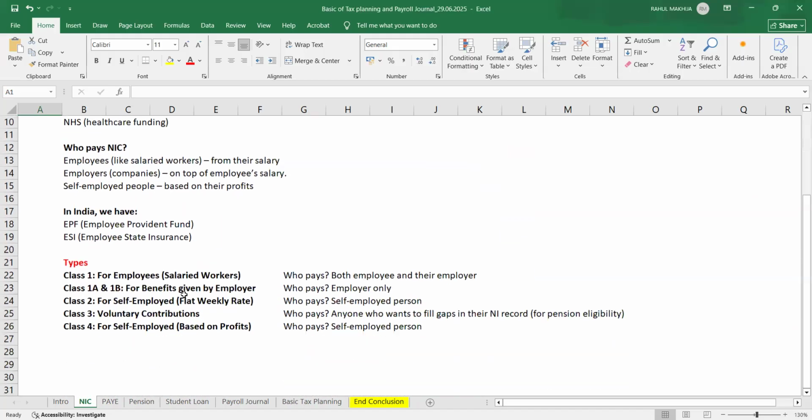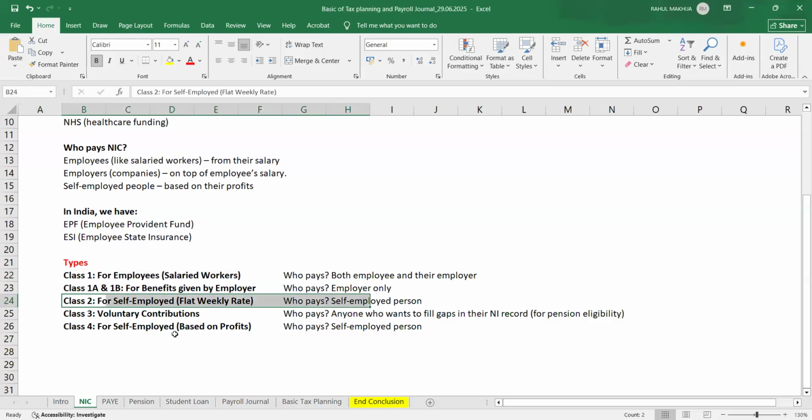Okay. So here are the types of NIC. What are the types of NIC? Firstly, class 1 for employees like salaried workers. Who pays? Both employee and employer. Both contribute towards class 1 NIC. Now, class 1A and 1B for benefits given by the employer. Who pays? Employer only.